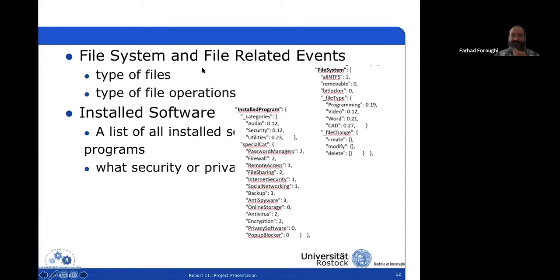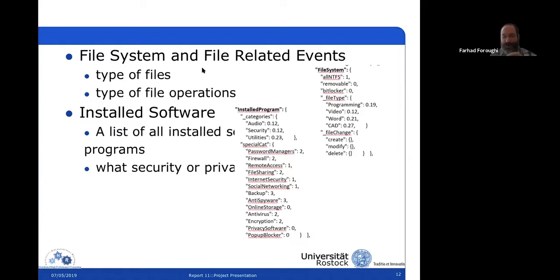The file system and file related events, information about the type of files on a home computer, provides information about users' job and interest. Information about the type of file operations, including modification, creation, or removal of files, will also provide information about user habits and interests. The file system sensor is formed of three components. The first component provides information about system partitions, for example, including each partition's file system, if any encryption method is enabled on it, and if that partition is a removable partition.